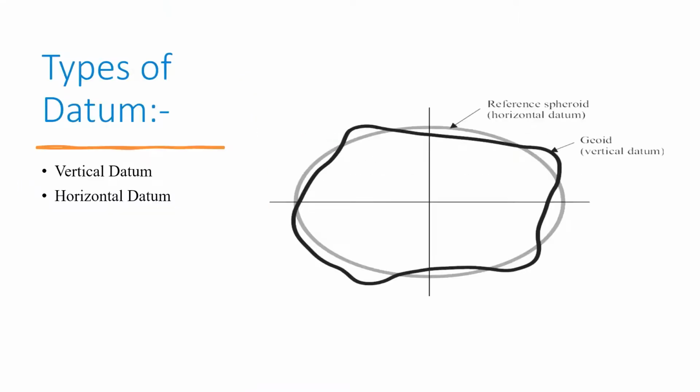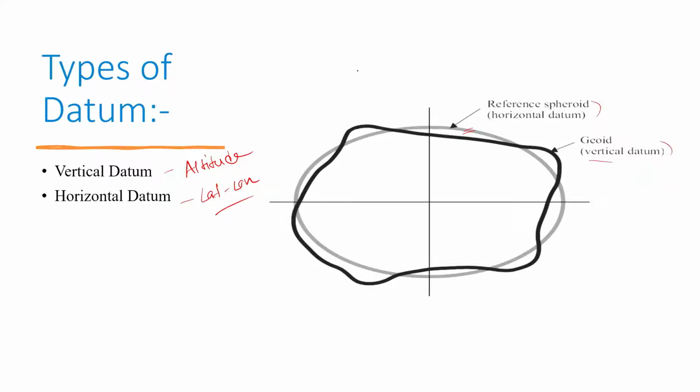So, types of datum. There are two types of datum, vertical datum and horizontal datum. In horizontal datum, we calculate the latitude and longitude value of a position, and using geoid or vertical datum, we calculate the altitude value of a position. Another name of horizontal datum is spheroid, and another name of vertical datum is geoid.